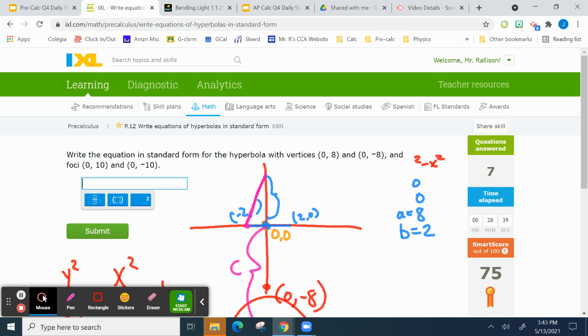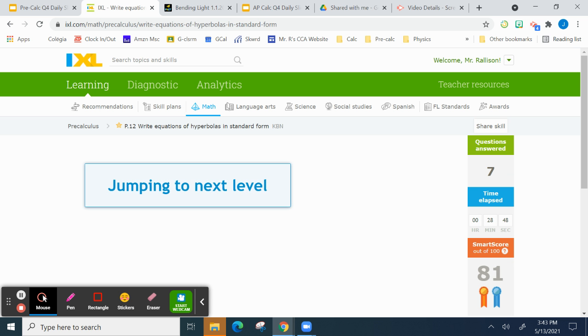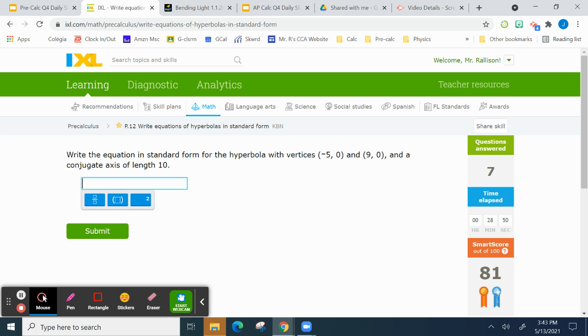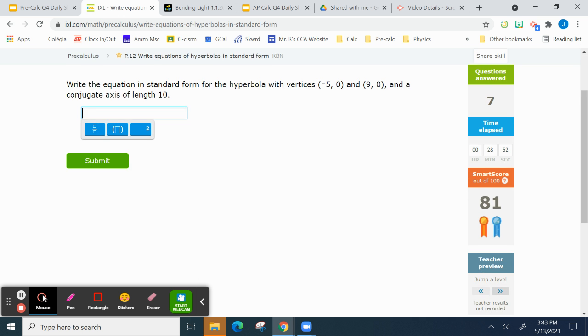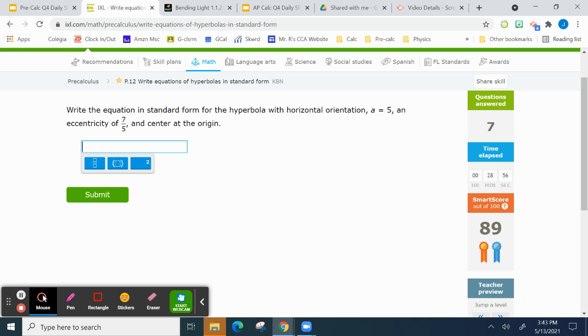All right, so let's clear that off. I'm just going to jump a level and see what's next. Oh, this is a 28-minute video already. Wow, okay. So more vertices, conjugate axis, that gets you up into 80. Write the equation in standard form, horizontal orientation, so that means it's going to be x.